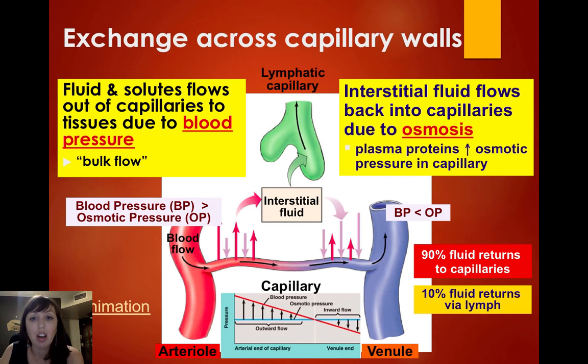Okay, so when blood pressure is greater than osmotic pressure, then the fluid is diffusing out of the arteriole and out of those capillaries. And when the blood pressure is less than the osmotic pressure, then fluid rushes back in.